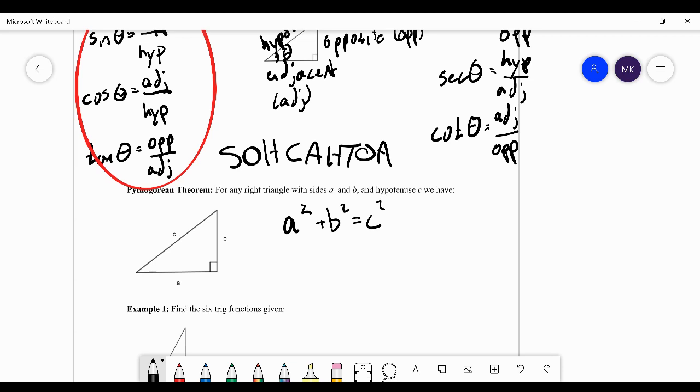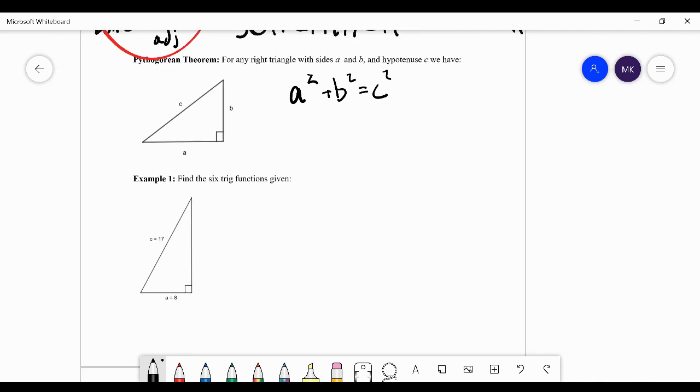If you're interested in a proof of this theorem, Google it. There's a ton of different ones out there. And it's a nice, fun little proof that's usually very visual. It's not a crazy mathy thing. So feel free to go into that. I'm not going to do that here. That's not what this class is about.